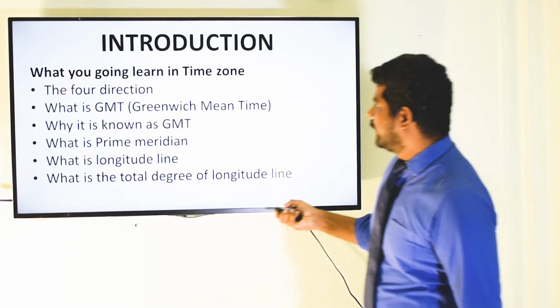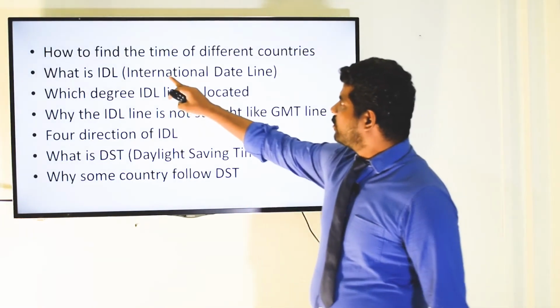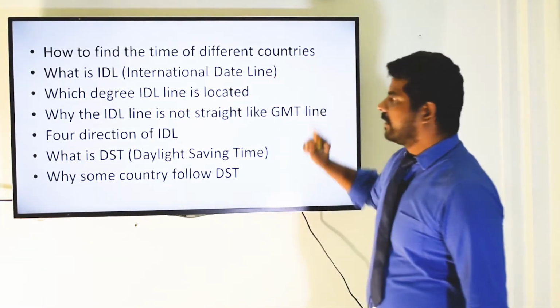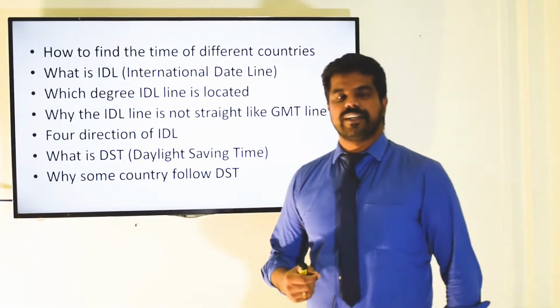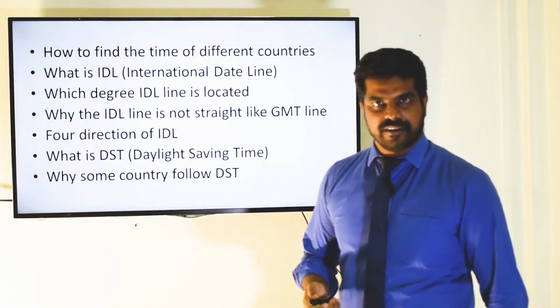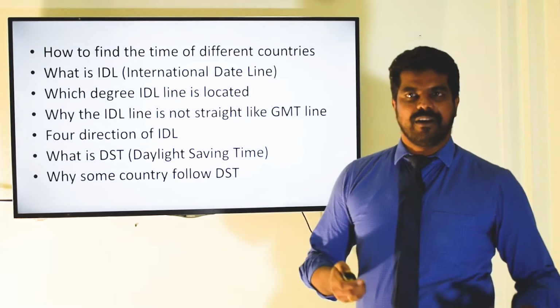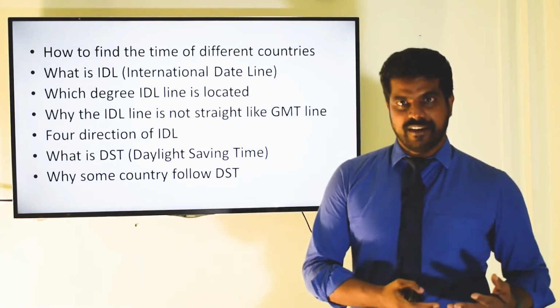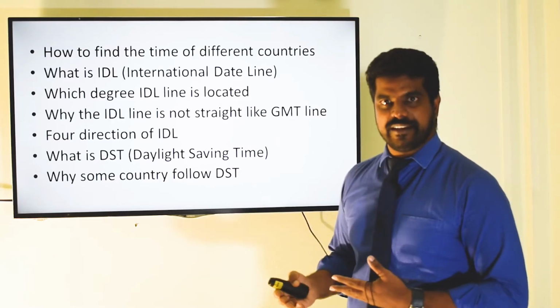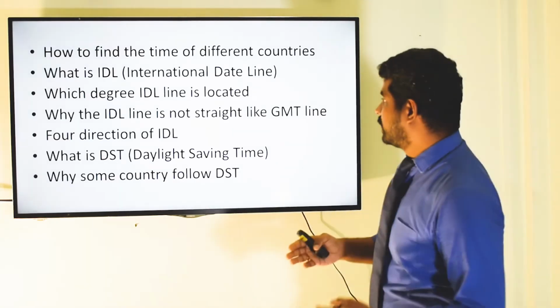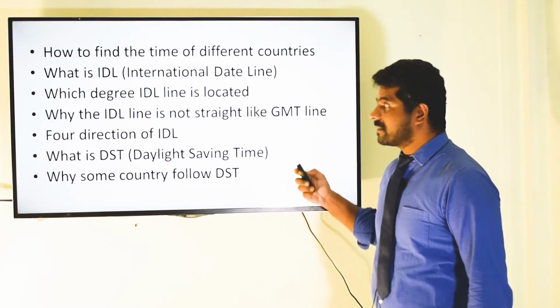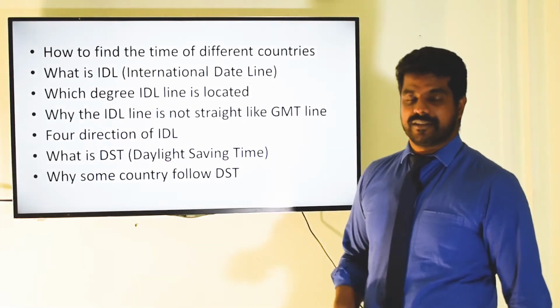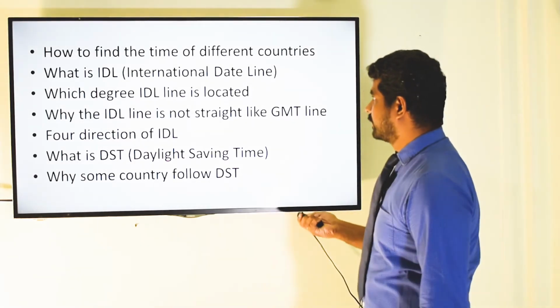Now we are going to look next at how to find the time of different countries, right? How to know the time of different countries, all right? So for example, now Maldives is 5 o'clock. What will be the time of UK, or what will be the time of Australia? So this longitude line will help you know it. Now let's learn here how to know the time of different countries.